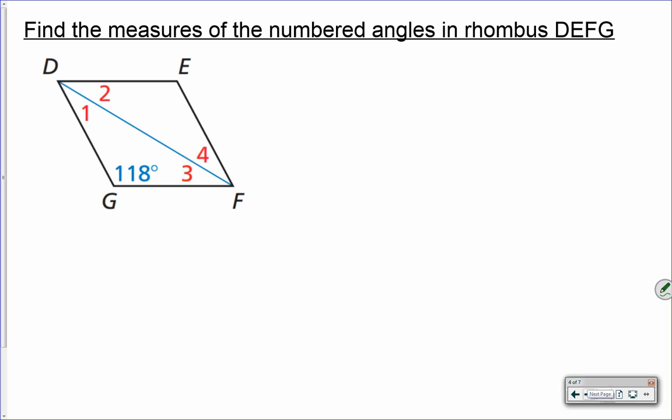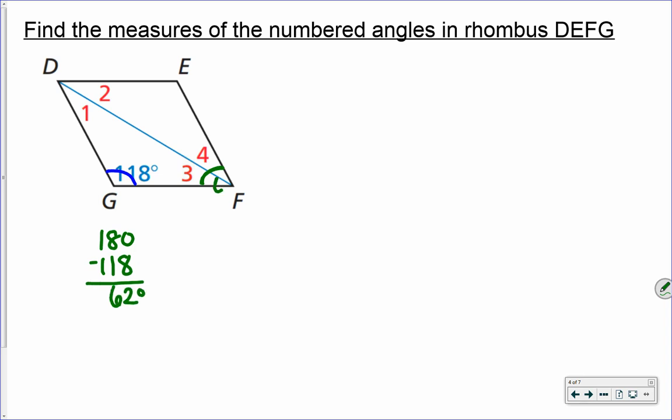Let's look at another one. This one, we have G, the measure of angle G, which is down here, which is 118 degrees. And we're looking for angle 1, 2, 3, and 4. Well, that means we have to find one of the angles D or F. So I'm going to look for the angle F. And I know that angles that are side by side or consecutive are 180 degrees. They're supplementary. So to find F, I can say 180 minus 118, and that gives me 62 degrees.